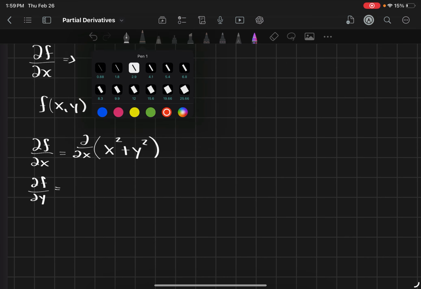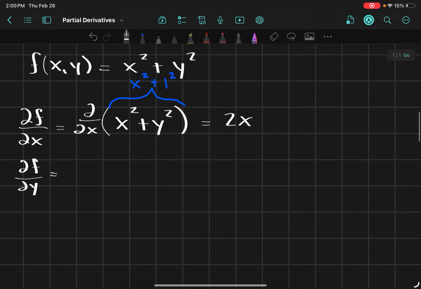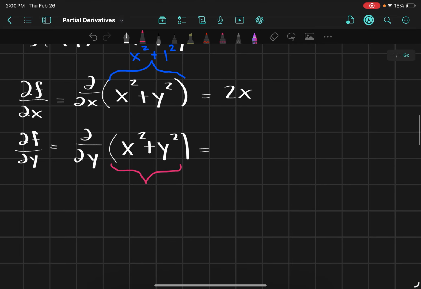It may be easy to think about it like this: x squared plus 1 squared. How would you take the derivative of that? That would just be 2x, right? Well, let's go over here and do the exact same thing. We take the partial derivative of f in terms of y of x squared plus y squared, which is going to equal what? Well, let's just think about it. If our x is a constant, then it's the same thing as 1 squared plus y squared. What's the derivative of that in Calculus 1? That would just be 2y.